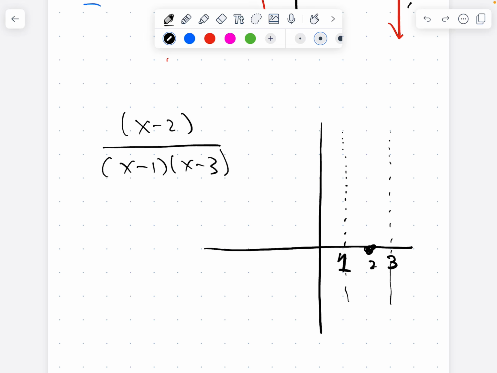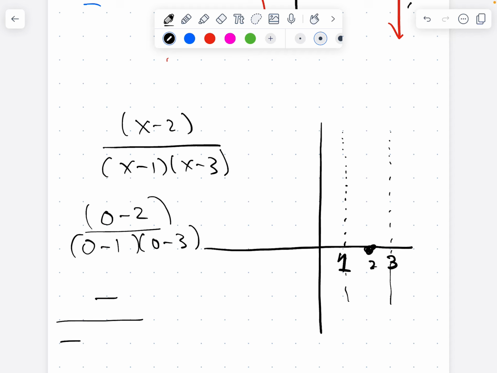Okay, so I don't know what number you picked, but I'm going to pick 0. And it doesn't matter what number you picked. As long as it's to the left of 1, we're all going to get the same answer here. All right, 0 minus 2 is negative. 0 minus 1 is negative. 0 minus 3 is negative. And if you have a negative and a negative on the bottom, that becomes a positive, that becomes a negative. So everything in this region is negative.